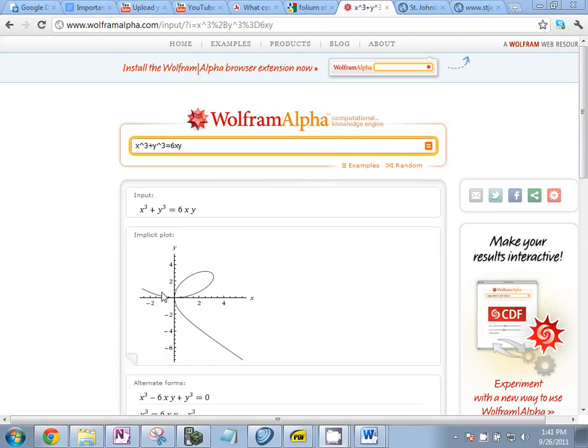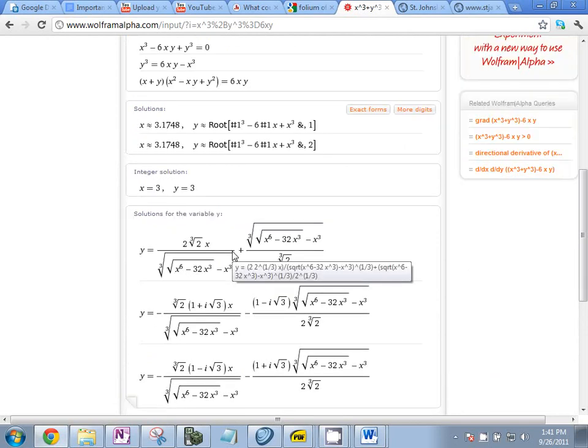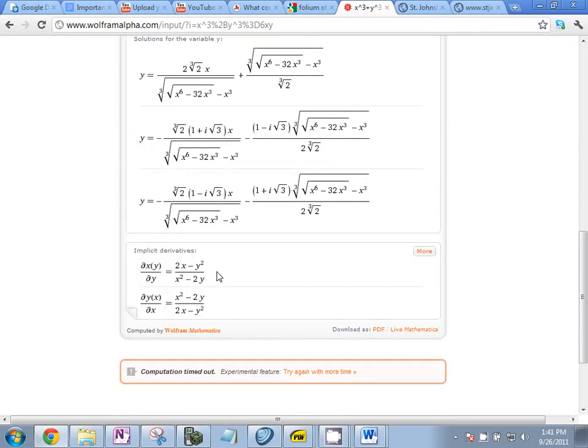Oh, it looks like this. It gives you alternate forms. It gives you the roots, it gives you solutions, and it gives you the implicit, and it simplifies it for you. So that's pretty neat. It's actually doing algebra. This is a great thing to use. Check answers.